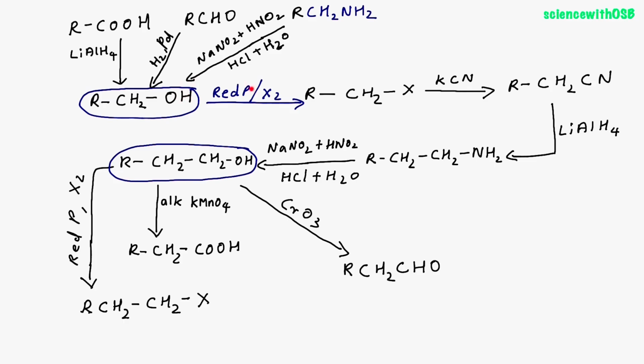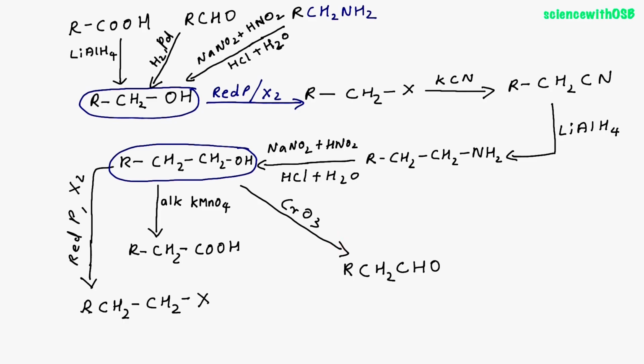Now, on adding red phosphorus and halogen, you are getting the corresponding haloalkane. Adding KCN, you are getting the corresponding nitrile. And if you check, you can see that in this step one carbon is added. You got the higher homologue already, right? Now, on adding LiAlH4, on reduction, you are getting what? Amine. And then by adding all these reagents, you are getting alcohol. Once you get alcohol, you will get different types of products according to the reagents.